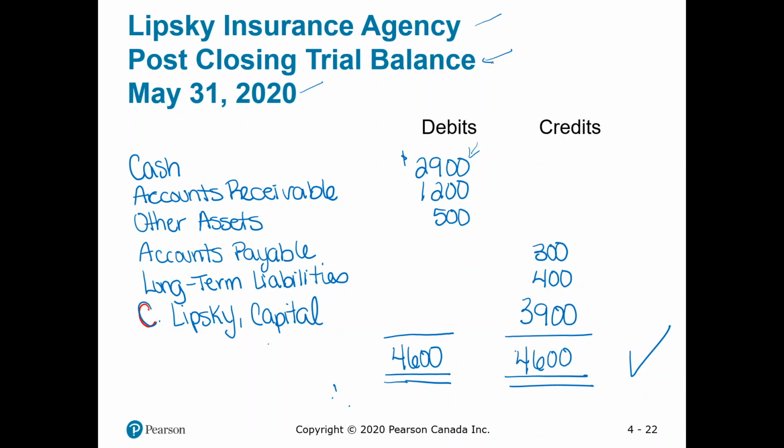Okay, so that is a look at the post-closing trial balance, our final step. It's not too hard, but you just need to be noting you would only have the permanent accounts left. So only assets, liabilities, and the capital account.